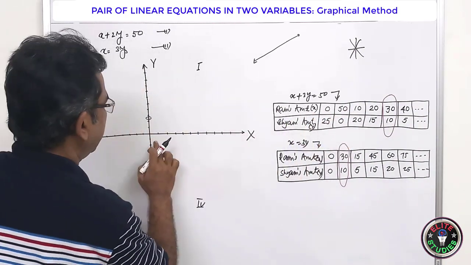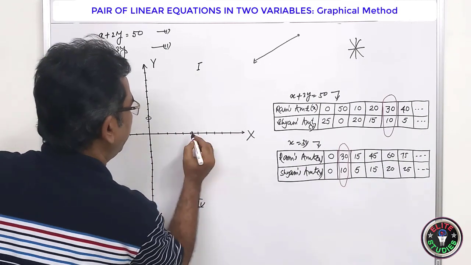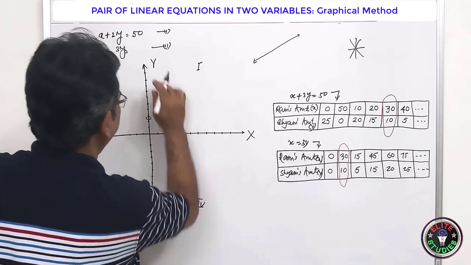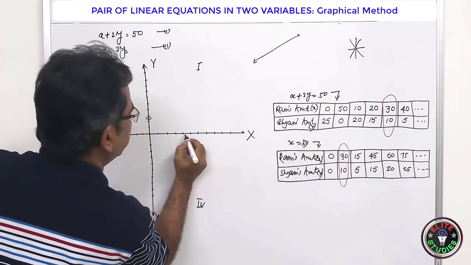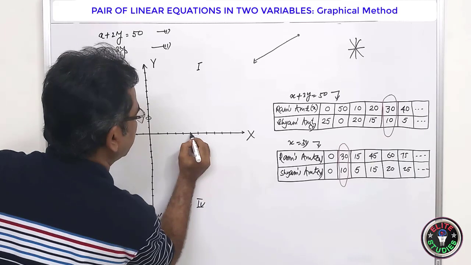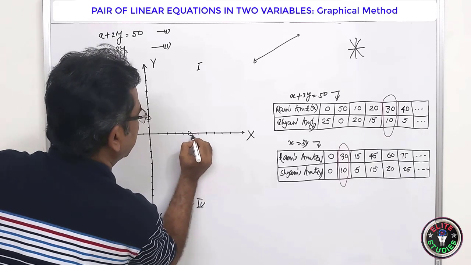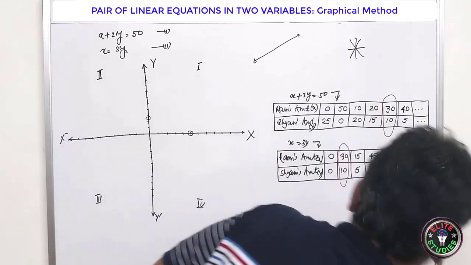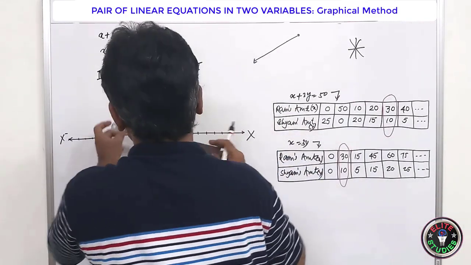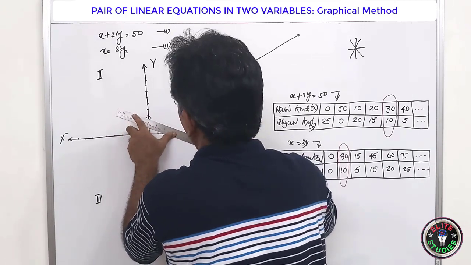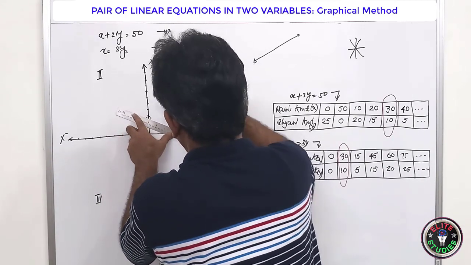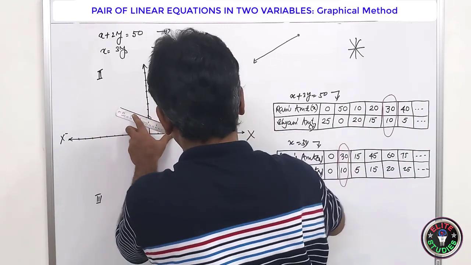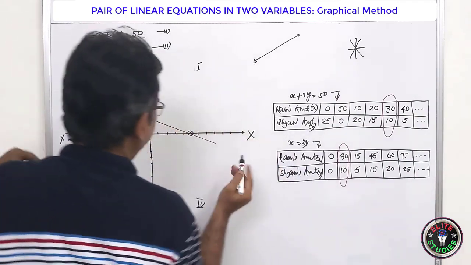Then Ram's amount is 50 on the x-axis: 10, 20, 30, 40, 50, and Sam's amount is 0. This is another point. So the line is going like this. I am drawing it approximately; with graph paper, you will get very precise values. So, this is the line.